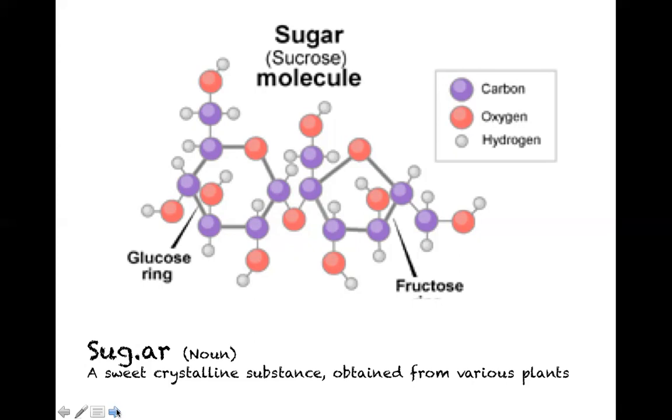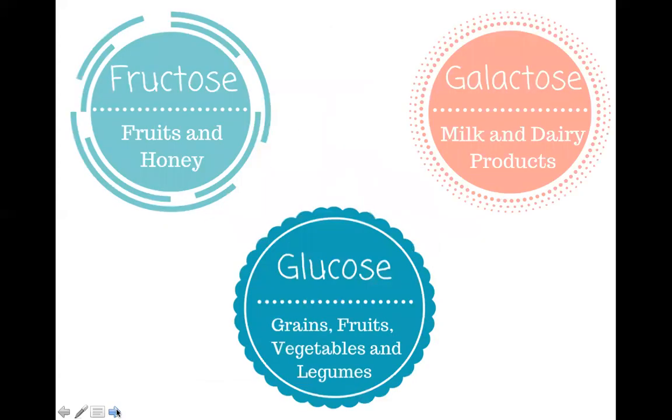Now, I'll spare you the nerdy details for now, but for our purposes today, I wanted to show you the components of sugar, which is made up of carbon, oxygen, and hydrogen molecules. Sugar is officially defined as a sweet crystalline substance that is obtained from various plants. Sugar is often synonymous with sweet. There's a large diversity of how sugar presents itself in nature.